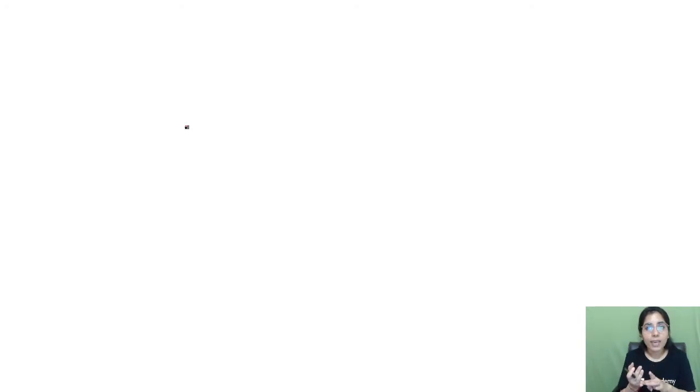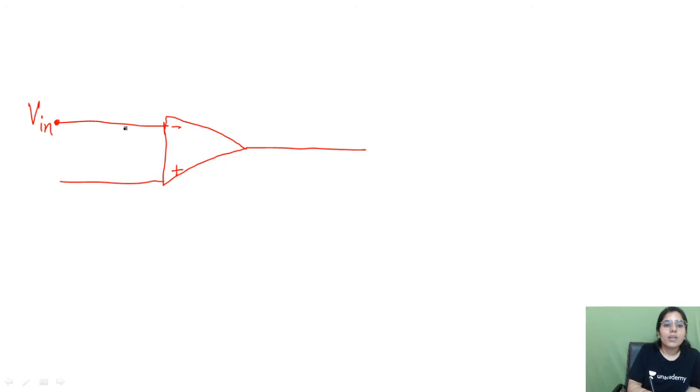So in that case, what do you have to do? With these examples, you will be able to get clearly what you have to do if you are given any such type of circuit related to op-amp. So this is the negative terminal, this is the positive terminal. Now I am giving the input towards this side, let's say that is V input. And here we have provided the feedback path.